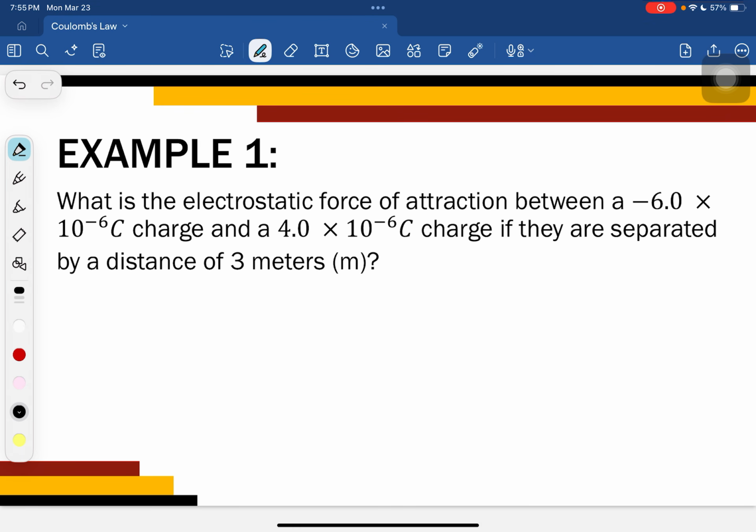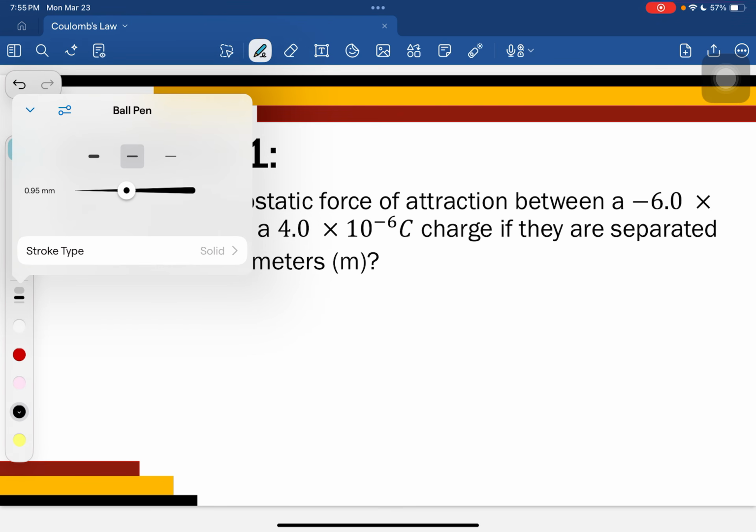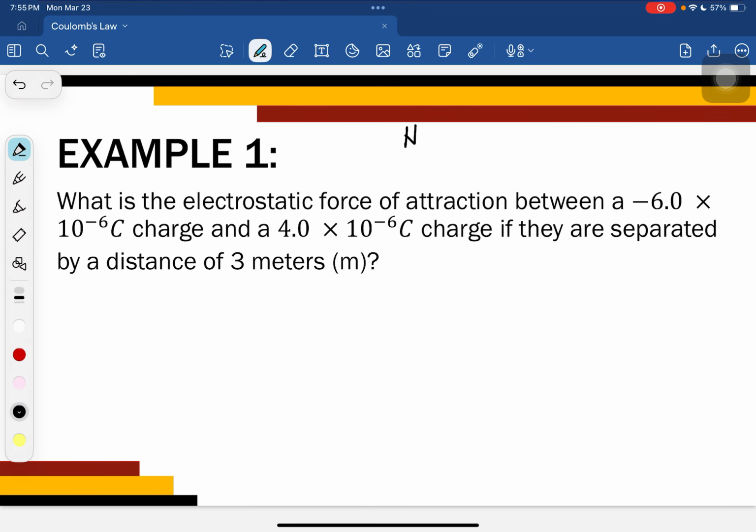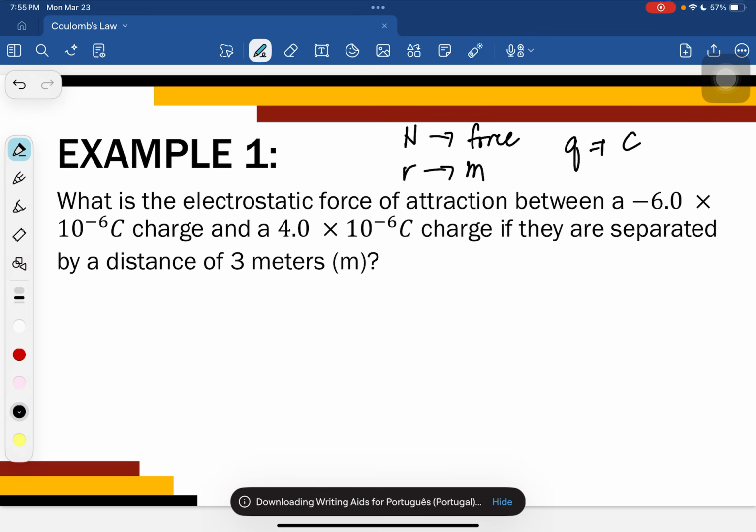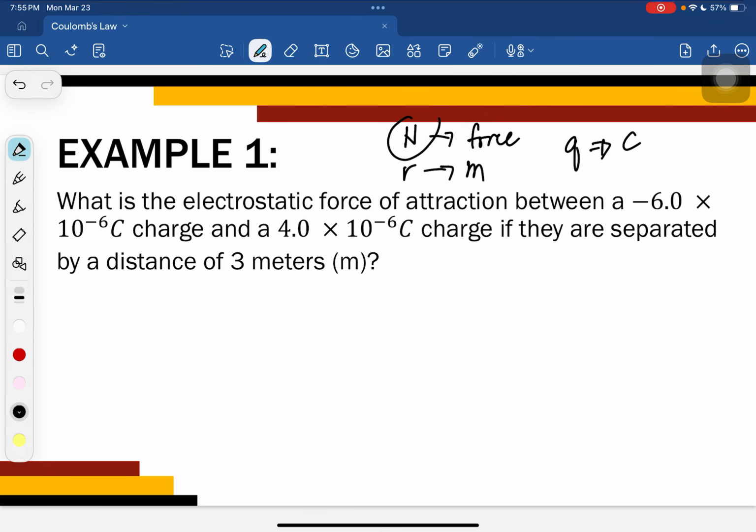What's important is for you to get a newton. For you to get a newton, when it comes to your force, your distance should be in meters, not centimeters, and your charge should be in coulombs. Just to get a newton as our unit of force.